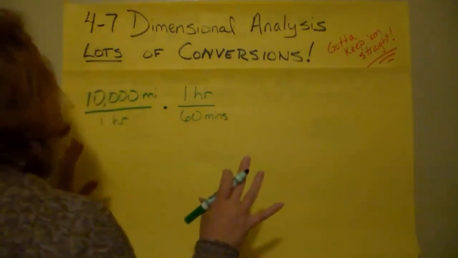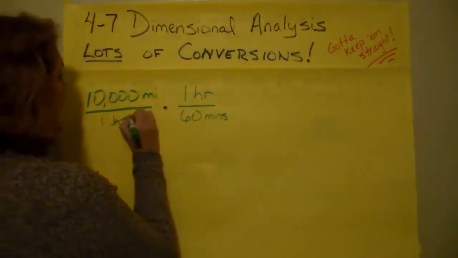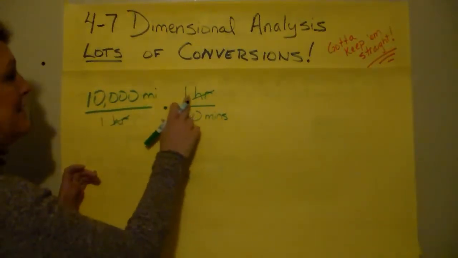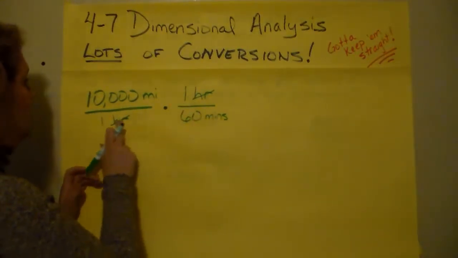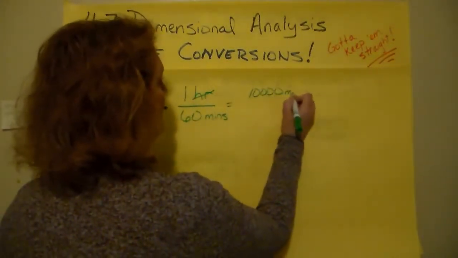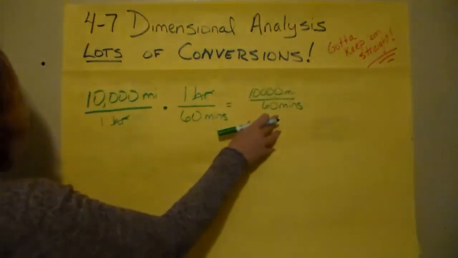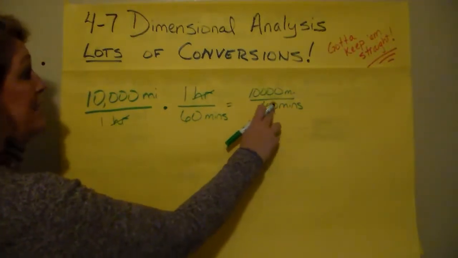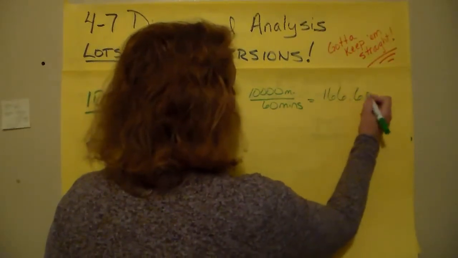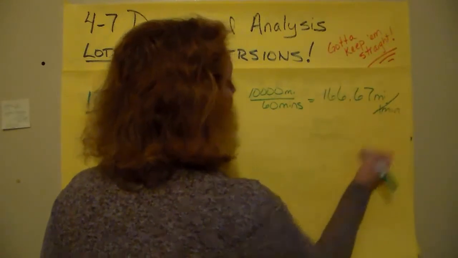Now, the cool thing about multiplying fractions is that I can cross-cancel. So I now can get rid of hour. And look what I've got. I've got 10,000 miles times 1. I've got 60 minutes times 1. This equals 10,000 miles over 60 minutes. And now, if I do the math, how many times does 60 go into 10,000? Well, I could go 166.67 miles per minute, 1 minute.